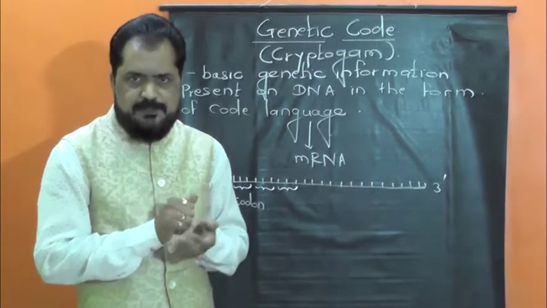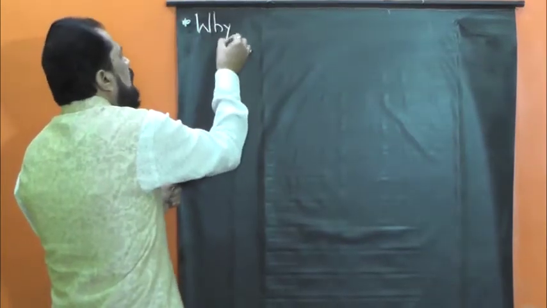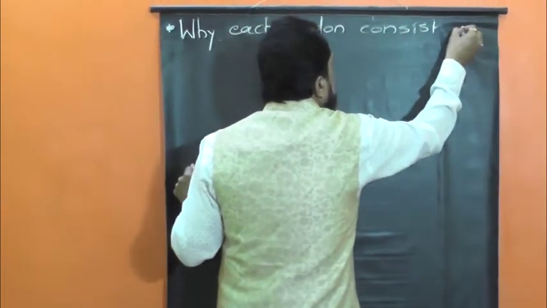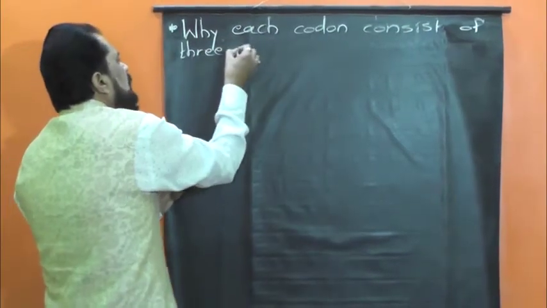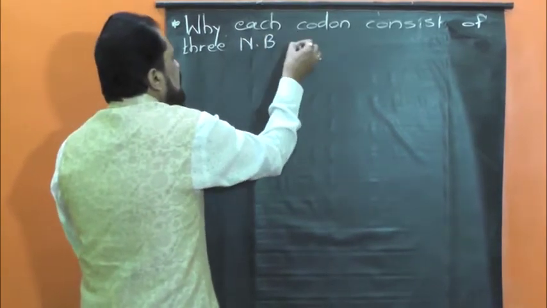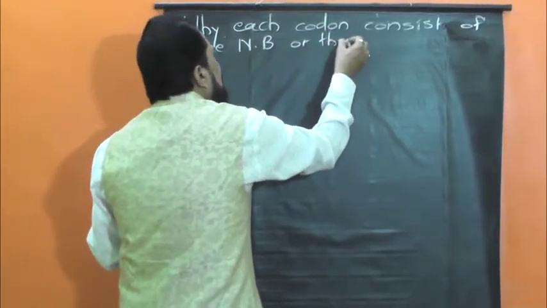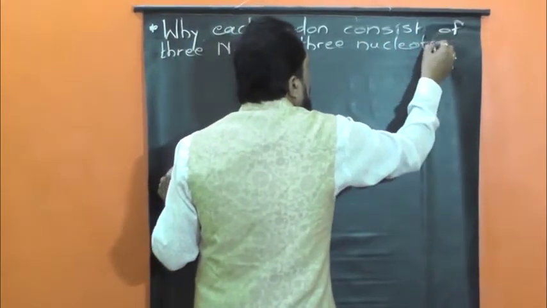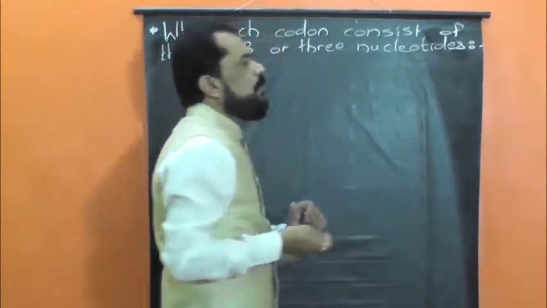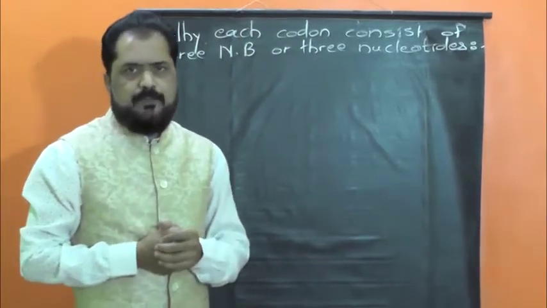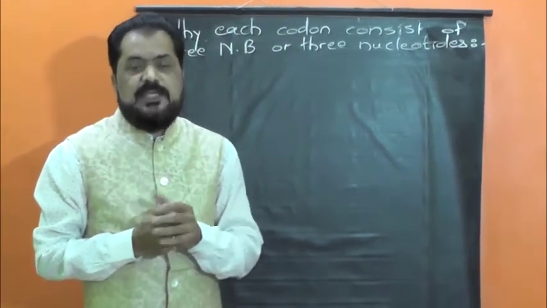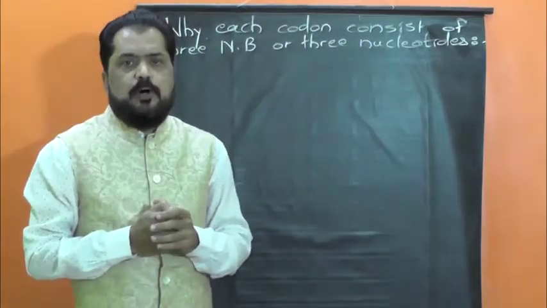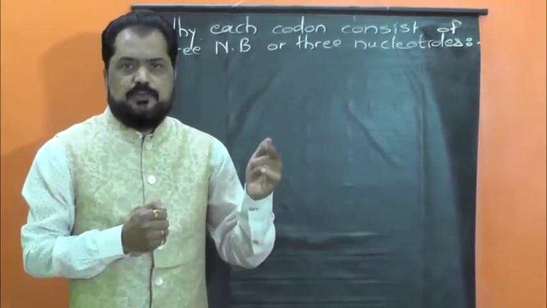So let me explain to you why each codon consists of 3 nitrogen bases or 3 nucleotides. Here we have to understand why each codon is triplet in nature. Why is each codon made up of a group of 3 nucleotides, a group of 3 successive nitrogen bases?